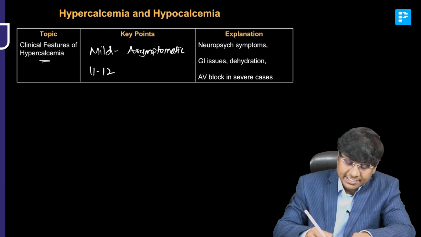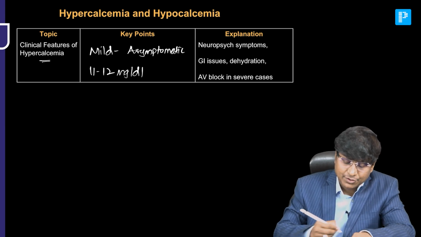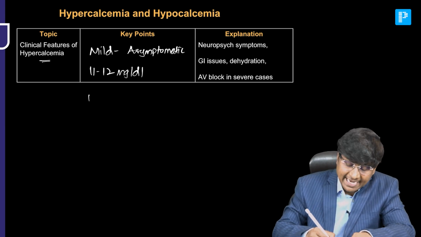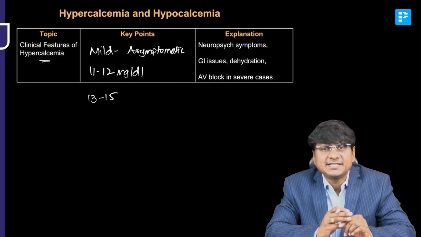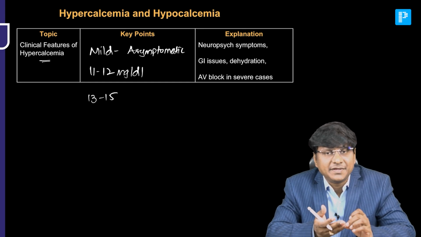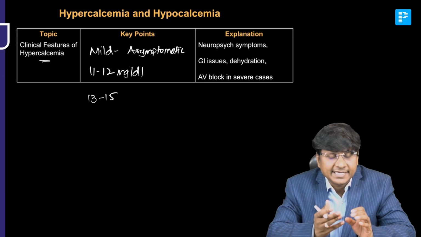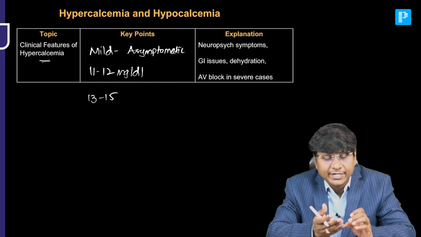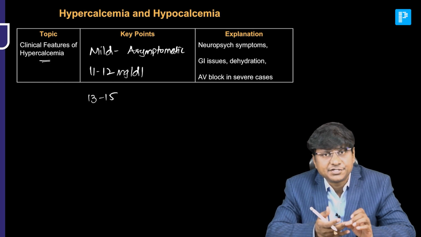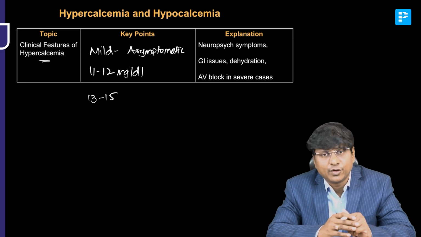So those will be the features when the calcium levels are between 11 to 12 milligrams per deciliter. And when the calcium levels are between 13 to 15 milligrams per deciliter, the calcium can cross the blood-brain barrier. And when calcium crosses the blood-brain barrier, it accumulates within the cerebral neurons, resulting in psychosis, depression, and basal ganglia calcification causing secondary Parkinsonism, and there will also be bony pain.